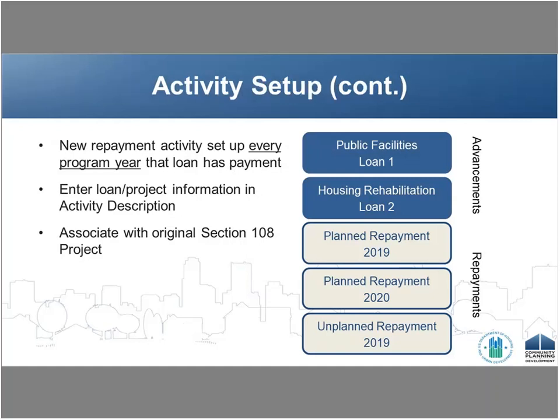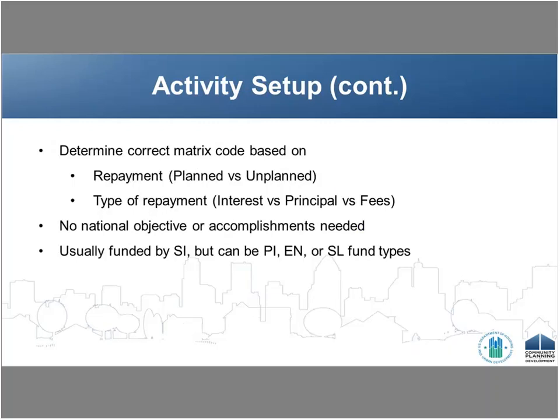So again, you have the activity set up here, but we're going to be in the repayments category as opposed to the advances category. You will set up a repayment every program year for repayment, and you will enter in the loan and project information in the activity description, and then you will again associate it with that master project that we created so we can track all of our transactions together.